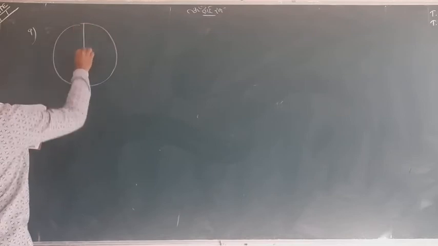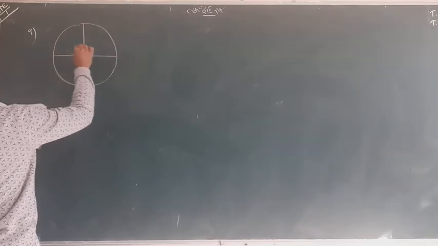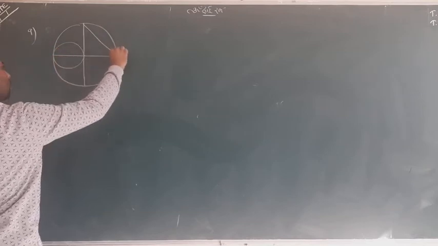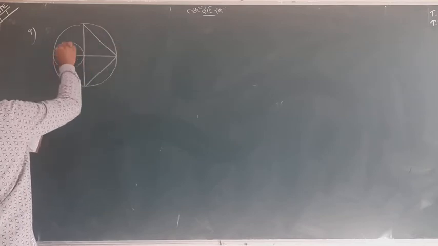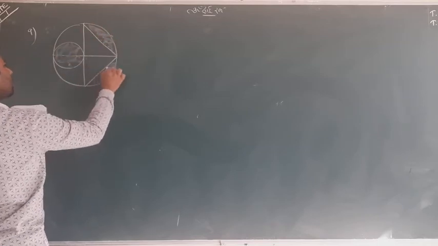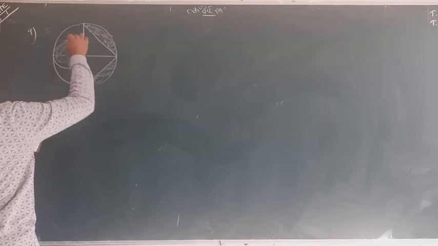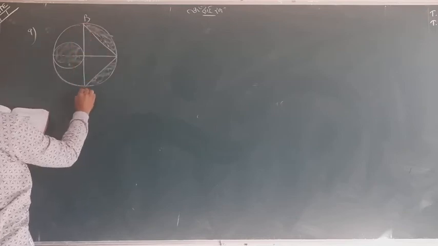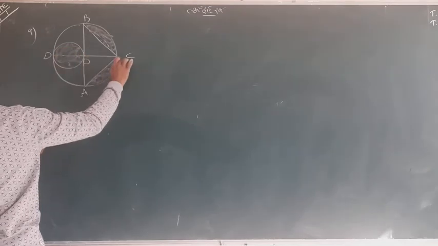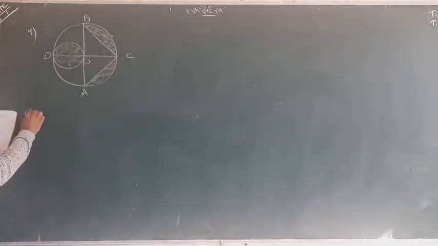This is a diameter. We have a circle and we have one more triangle. So two things we have to find out: this area and this area. You know, this is B and A, C and D, it is O, like that. And given, I want to write first.